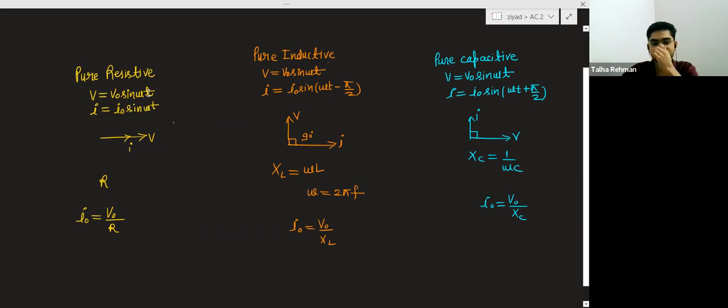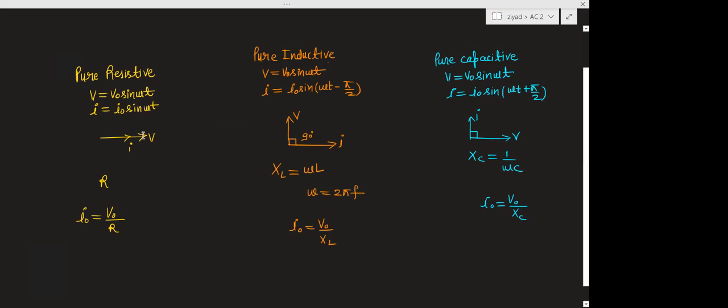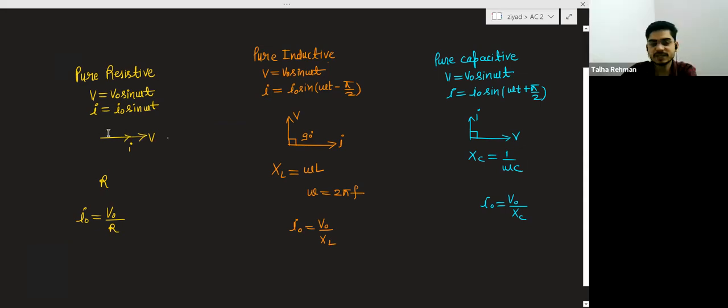This omega t is the phase. The angle with sine is the phase. So see, here is omega t, here is omega t. So the phase difference between the voltage and the current in a pure resistive circuit is zero. Here it is shown that voltage and the current are in the same direction. The peak value of the current is equal to the peak value of the voltage divided by the resistance of the circuit.